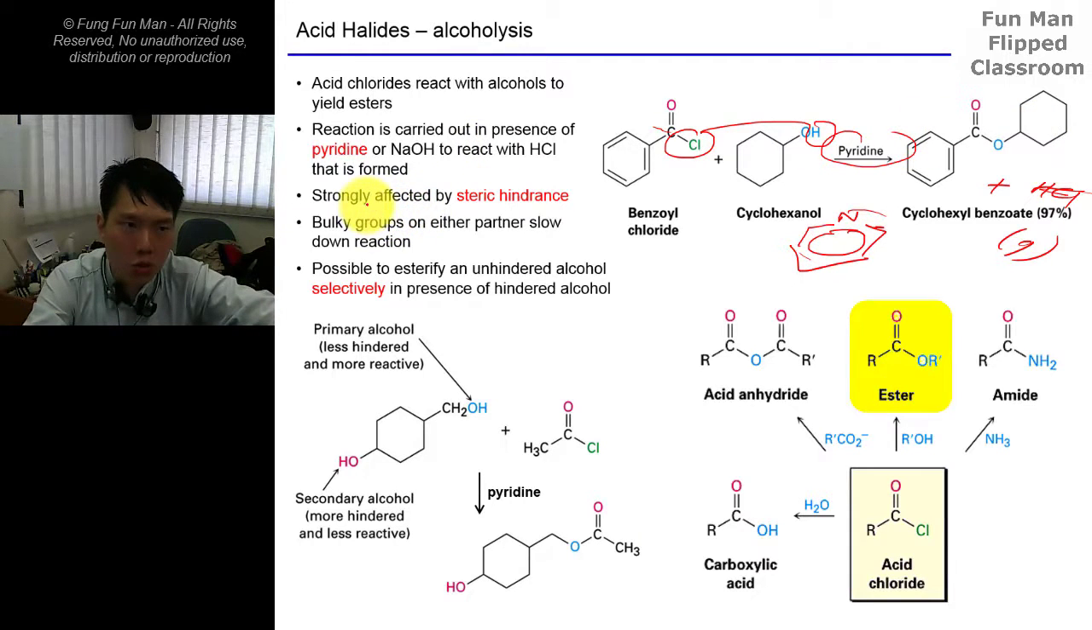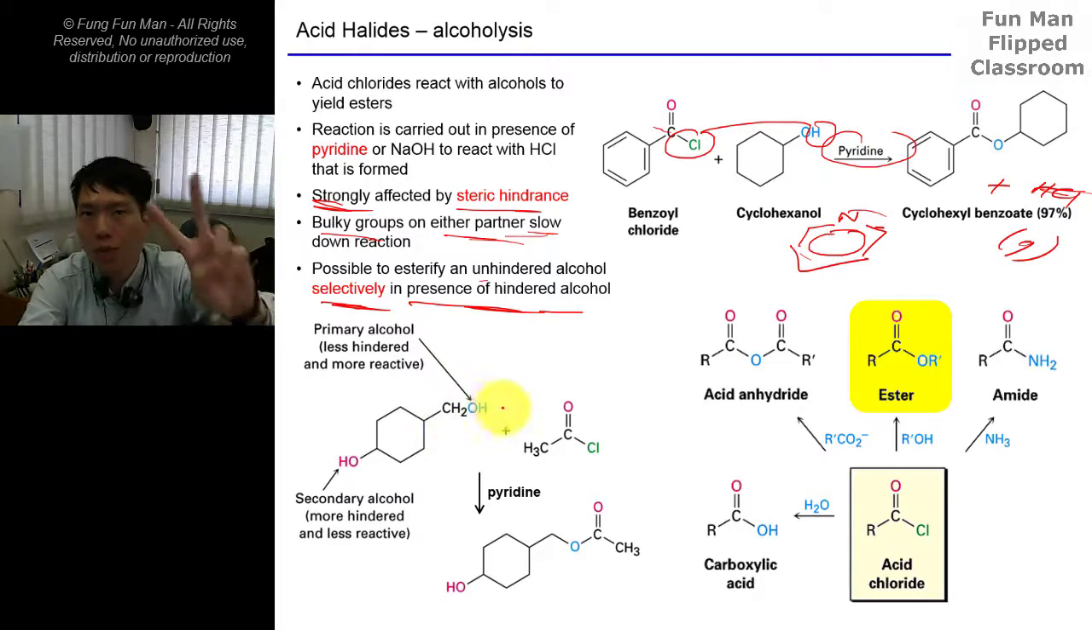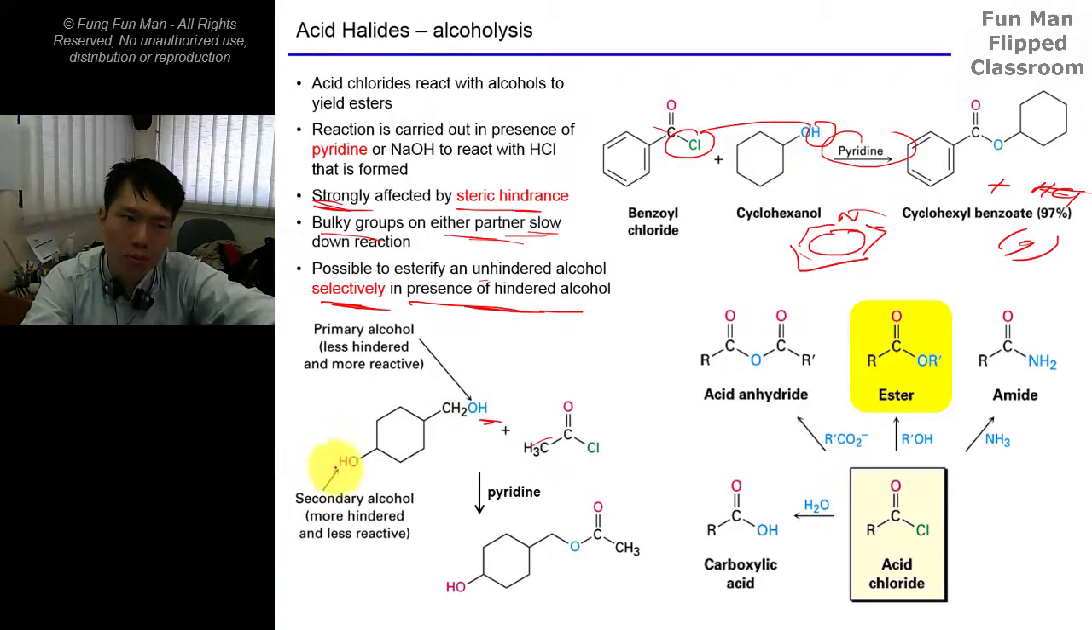Now the reaction here is strongly affected by steric hindrance, which means to say that if you have some bulky groups on either side, it will slow down the reaction very much. So it's possible to esterify an unhindered alcohol selectively in the presence of a hindered alcohol. Now this is a good example to show you what happens here. In the same molecule, you have two hydroxy groups, two alcohol groups connected to the same molecule, and they throw in one molecule of the acid chloride.